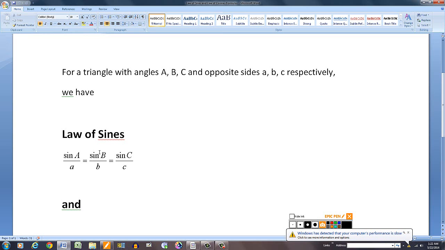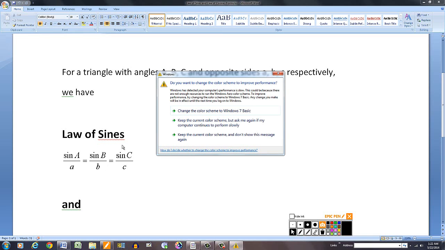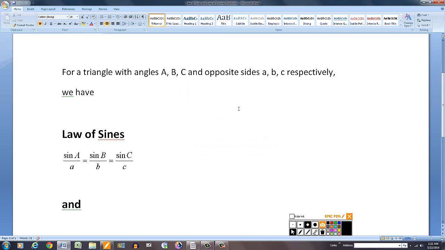So given any three of these, I could use this formula right here, or if I'm given any three of these, then I would use this formula here, and so forth. So it depends on what you're given. This is the law of sines. Keep in mind that I could also write this as a over sine A, b over sine B, and c over sine C. That's just algebra. I could also do it like that.